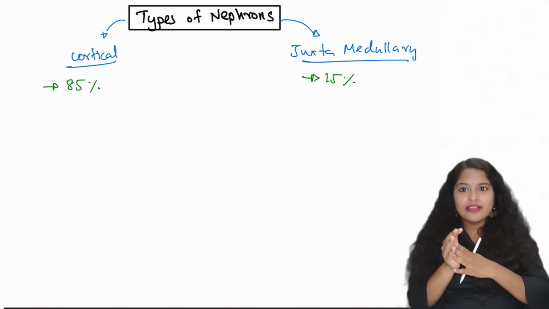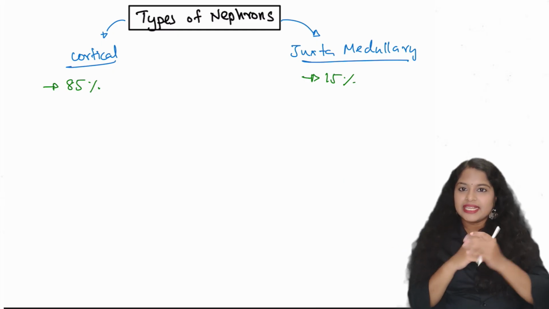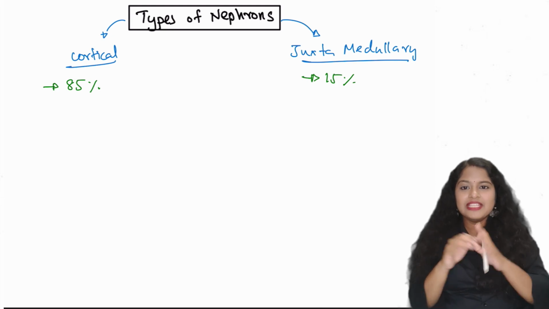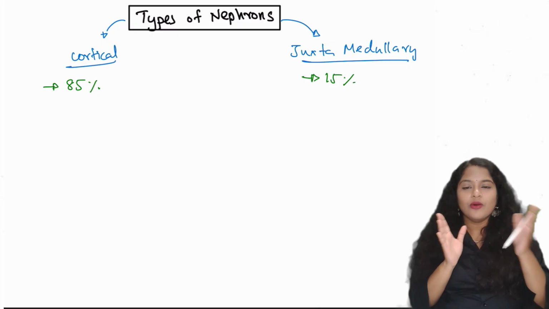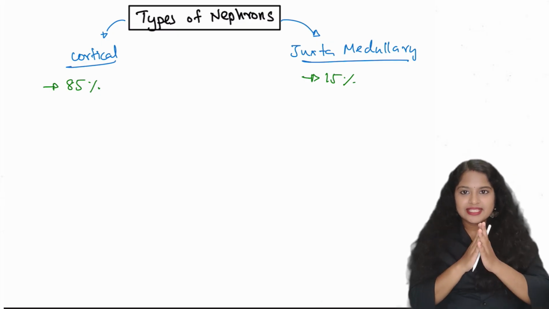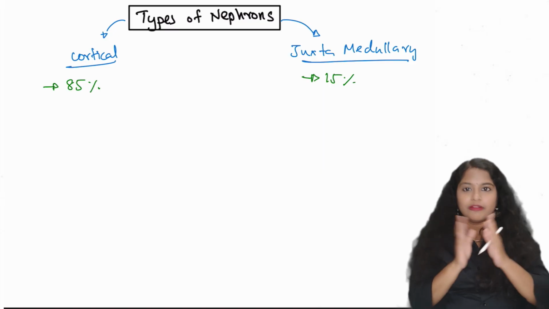So in cortical nephrons, vasa recta is not present, and in juxtamedullary nephrons, vasa recta is present. So what is vasa recta? These are minute networks of capillaries which are found around the loop of Henle, and this helps in reabsorption of water as well as helps in maintaining the osmotic balance in our kidneys. And these vasa recta run parallel to your loop of Henle.